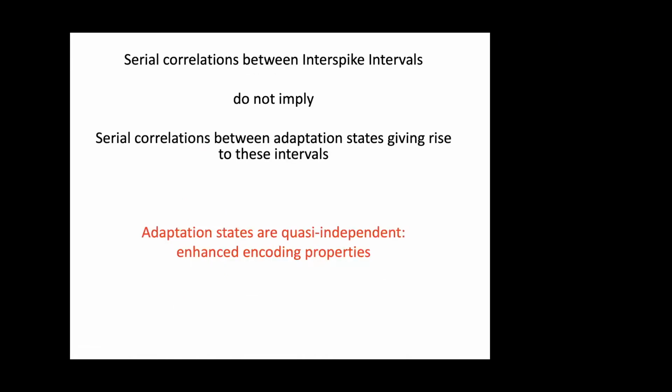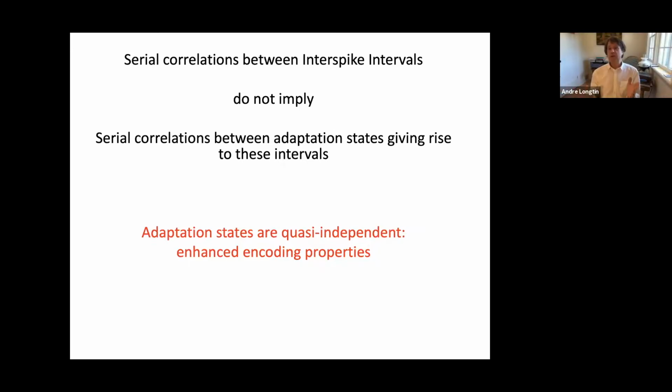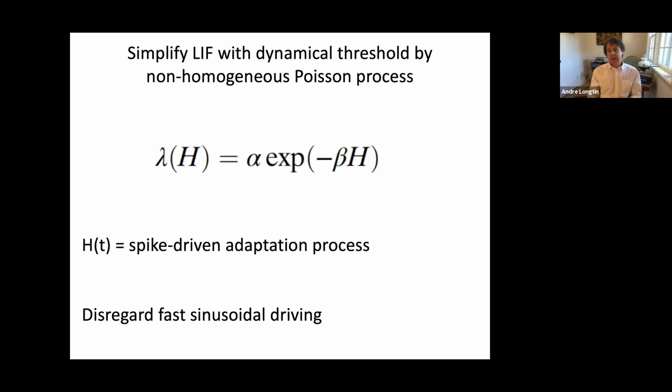Okay, so what? Serial correlations between interspike intervals do not imply serial correlations between adaptation states that give rise to those intervals. So the adaptation states are quasi-independent, and what we've argued is that this enhances the encoding properties of the system, because you're using independent variables to encode baseline activity, stimuli that come by. Okay, we can throw away LIF type models and just deal with non-homogeneous Poisson processes, and that's a lot of what I'll be talking about next.